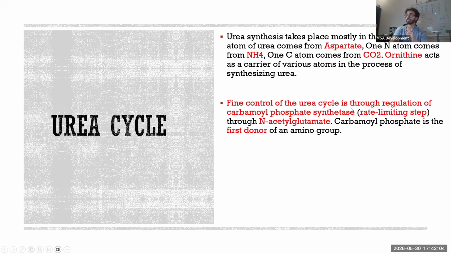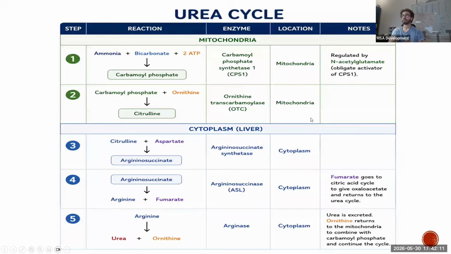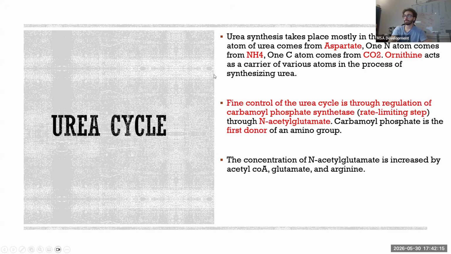Fine control of the urea cycle is through what? Regulation of carbamoyl phosphate synthetase 1, which is the rate limiting step. What regulates it? N-acetyl glutamate. This is the rate limiting step, ladies and gentlemen. Something I want you to know, it was asked about once: carbamoyl phosphate is the first donor of an amino group. Don't ask questions, just remember, I saw it in a past question. Okay, the concentration of N-acetyl glutamate, it's good to know, it's increased by what? By acetyl-CoA, glutamate, and arginine.